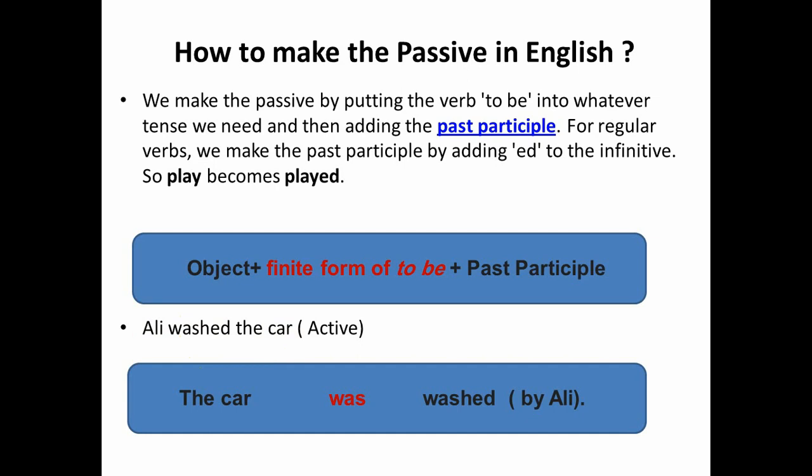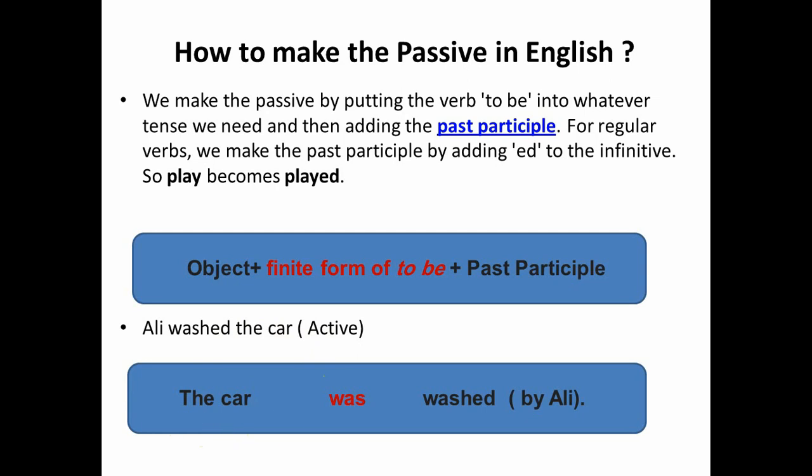Number 2. Move the object to become the new subject of our sentence. So, where is the object? Yeah, the car. So I have to put it at the place of the subject, as we see here. The car.